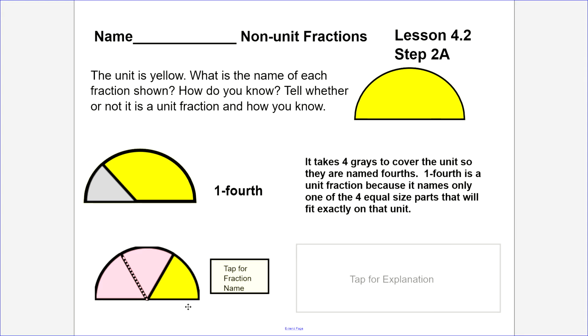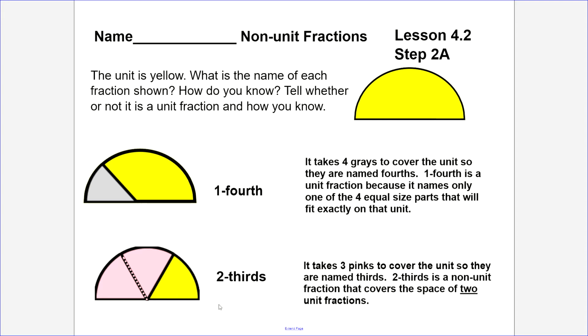Let's go ahead and look at another one. Still, the yellow piece is my unit, and now you can see I'm using pinks to cover it. I know that it takes 3 pinks to cover the whole unit, and I can see that 2 of them are currently on the unit. This fraction would be 2/3. It takes 3 pinks to cover the unit, so they are named thirds. 2/3 is a non-unit fraction that covers the space of 2 unit fractions.